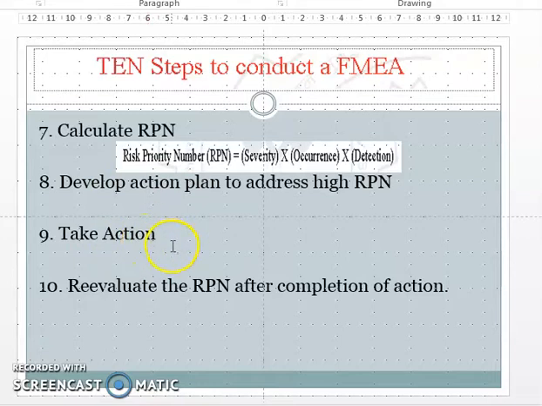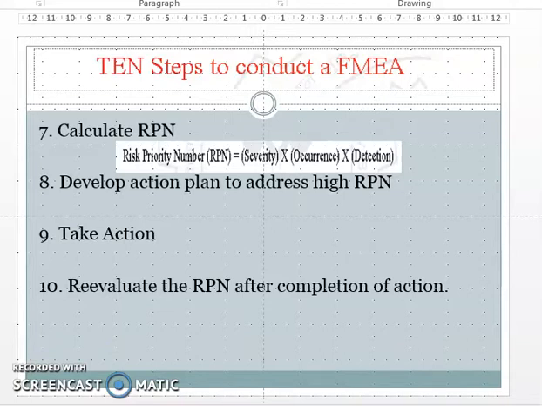And after that, again you have to re-evaluate the RPN number. If the RPN number is less than the previous one, then we can say that you have implemented failure mode effect analysis. We will just see one case study so that you will understand how it actually works.